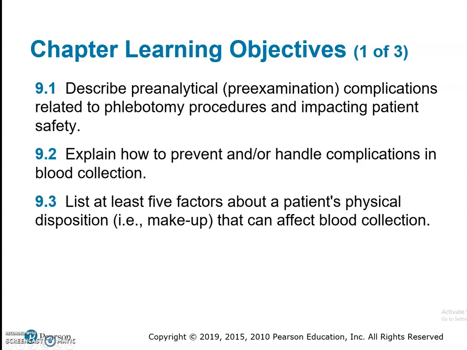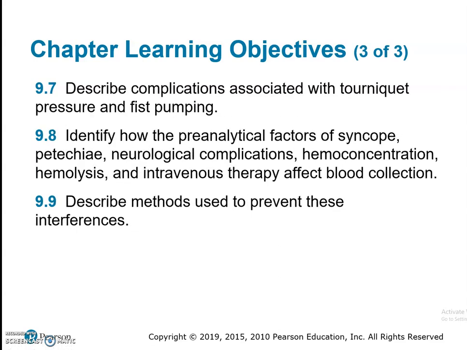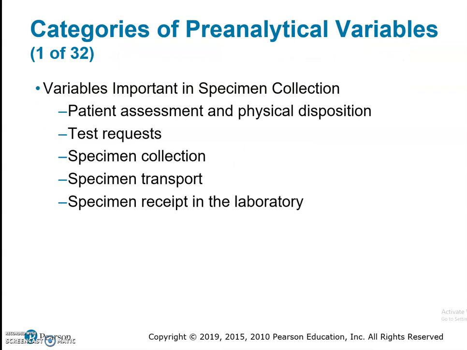Okay, the chapter learning objectives you can view on your own. So we're going to look at categories of pre-analytical variables. Variables important to specimen collection include the patient assessment and physical disposition. This would be, for example, when you go to look at a patient, you're determining which arm is most suitable for the venipuncture. Also, what size vein you have to work with depends upon the test request. They might need to be fasting, they might need to be drawn in the early morning, they might need to abstain from exercise prior to being drawn.